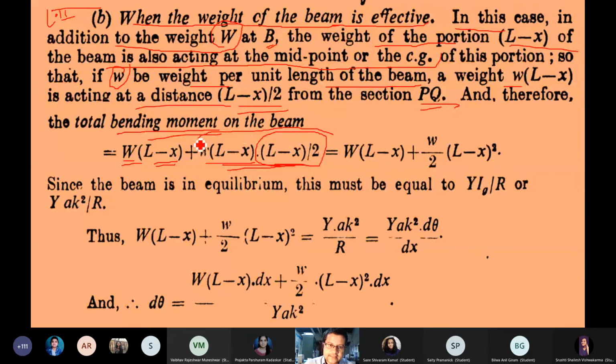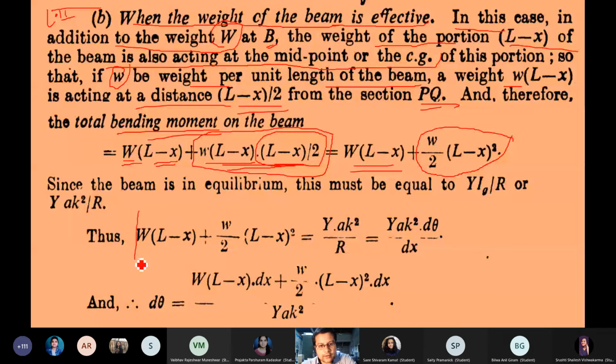So you can see that this term is added because of its own weight, and that is small w by 2 into (L minus x) whole squared. This particular term is added here because the weight of the beam is effective. So your new bending moment will not be just the original one from case 1, W times (L minus x), but this bending moment becomes added with small w by 2 (L minus x) whole squared.